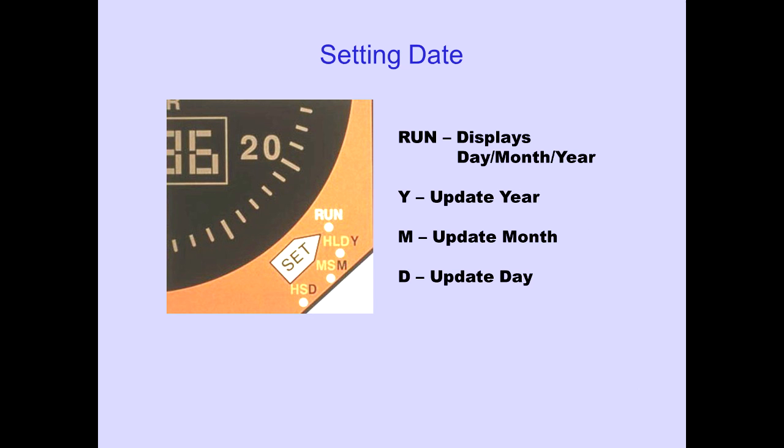The set switch can also be used to set desired date. If date is displayed, the run position displays day, month, and year. The year Y position updates the year. The month M position updates the month. And the day D position updates the day.